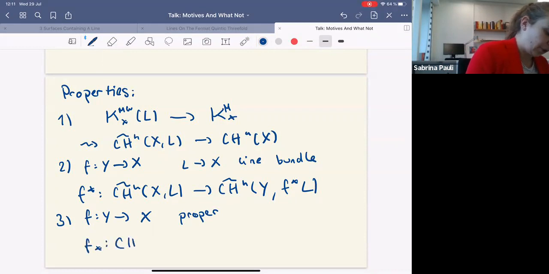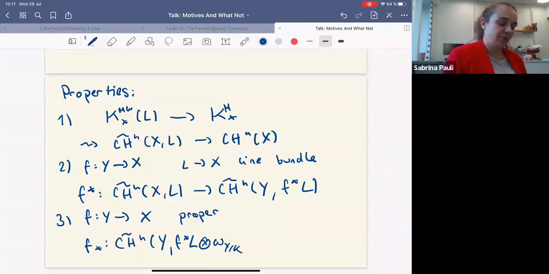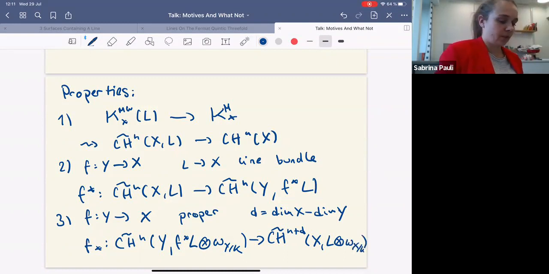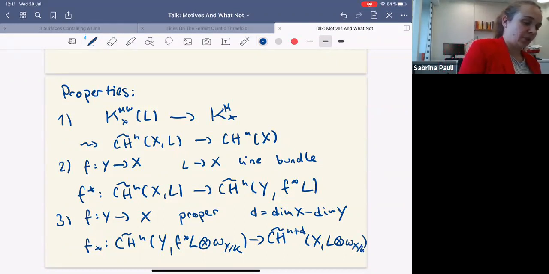So the push forward goes from Chow^n(Y, f^*L tensor ω_{Y/k}), where ω_{Y/k} is the determinant of the sheaf of differentials of Y over k, to Chow. So let d be dimension X minus dimension Y. Then we have Chow^{n+d}(X, L tensor ω_{X/k}). Okay. So these are all the properties I wanted to mention.